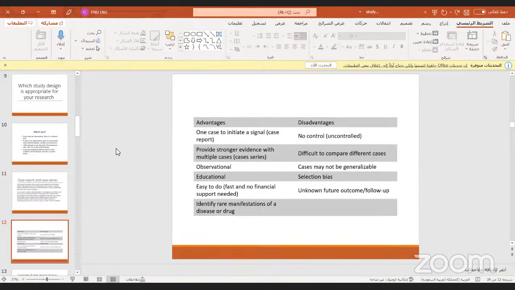There are some advantages and disadvantages of the case report. For example, you see it's observational. It's one case to initiate the signal. You need just one case. It provides strong evidence with multiple cases. It's educational, easy to do actually, and identifies rare manifestations of the disease or the drug. The disadvantages: you don't have a control group, sometimes the cases may not be generalizable to the population, and sometimes you will face selection bias in the case under study.